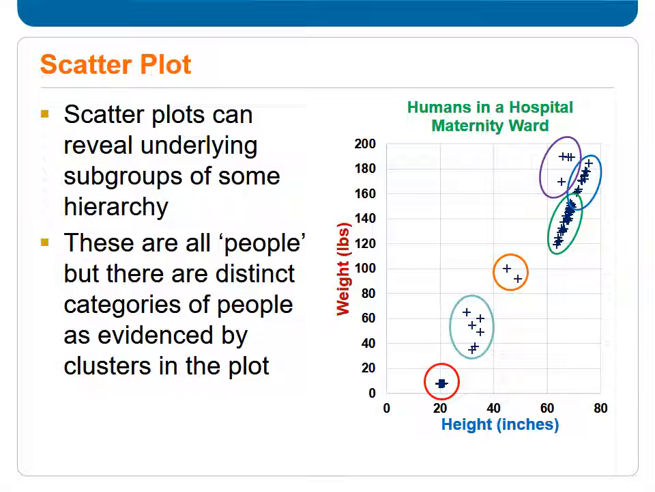Clustering is a useful way to develop a taxonomy or classification system of entities based on some set of observable attributes.